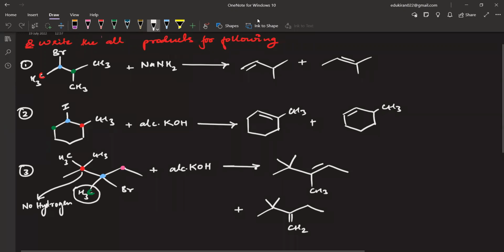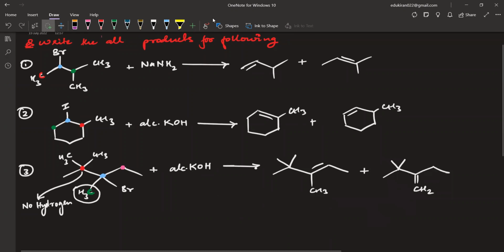Please write in the chat whatever I have written here. All of these are A, and this is B. For the first reaction, which will be major, A or B? Please write in chat. Which one will be major, A or B? For the first one, please write in chat what will be major.